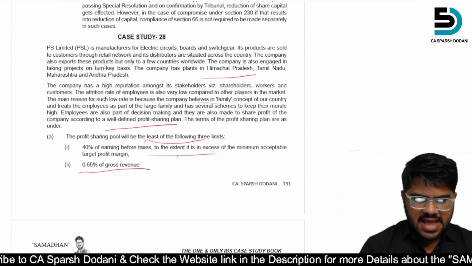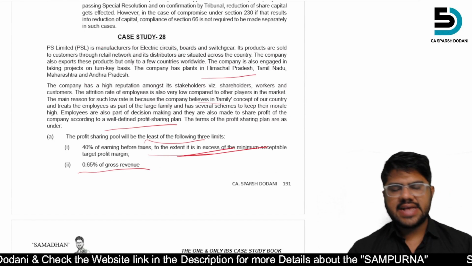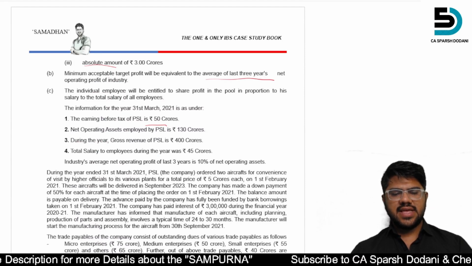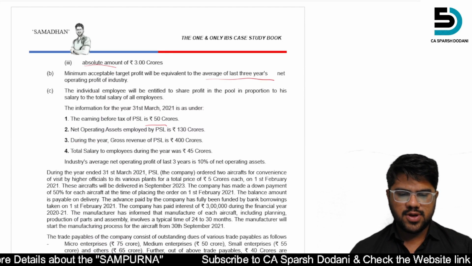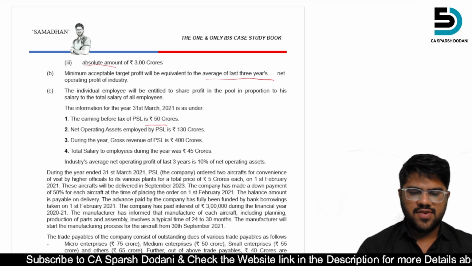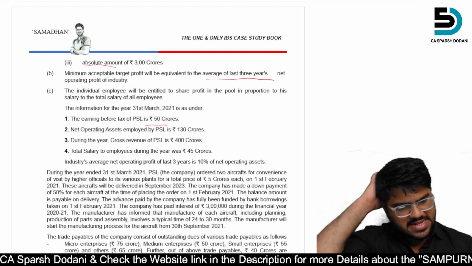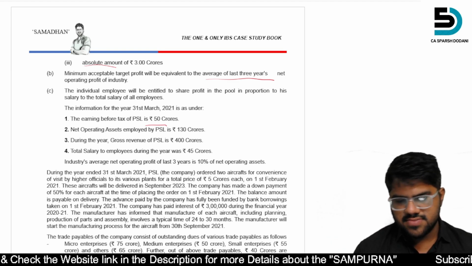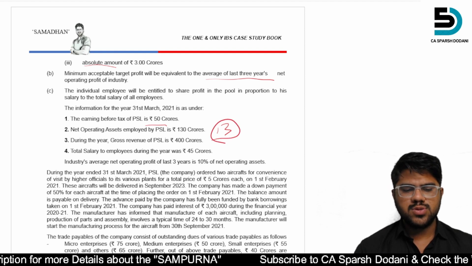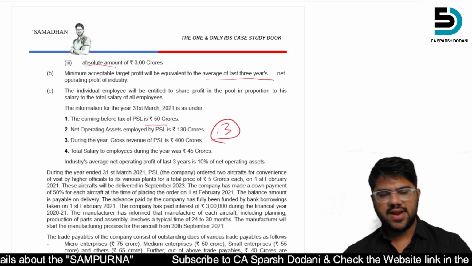Sorry, it is in excess. Sorry, my mistake here. Excess of the minimum acceptable profit. Sorry, we have to calculate this as well. During the year, the total salary of the employees was rupees 45 crore. Industry's average net operating profit of last year is 10% of net operating asset. So that is 13 crores. That is your 10% of 130. That is 13 crores, your industry's average net operating profit.